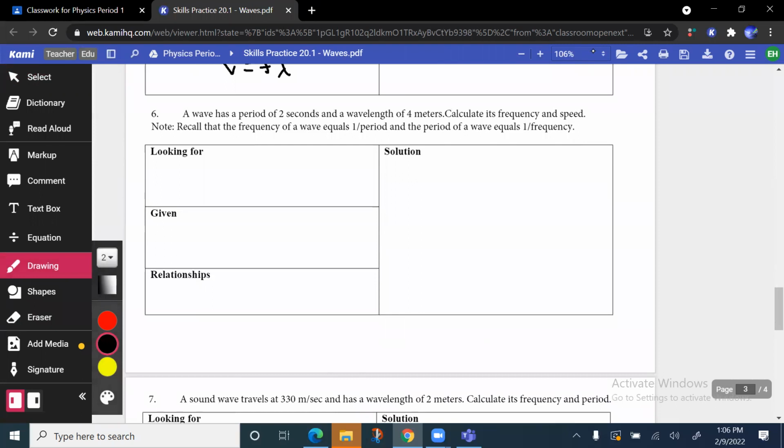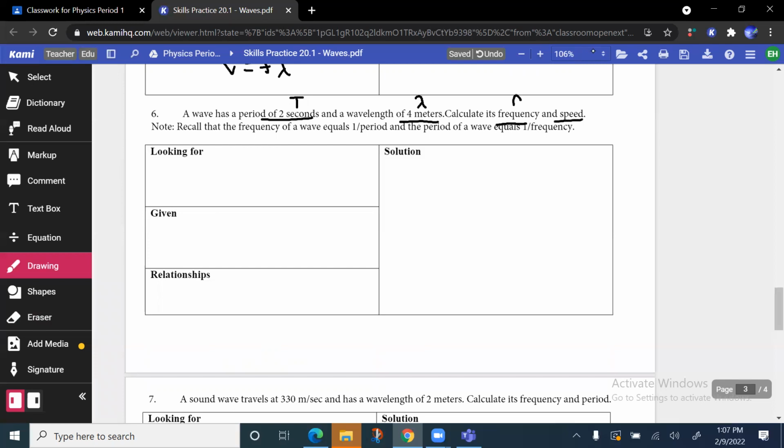Number 6, a wave has a period of 2 seconds. Well, period is T. And it has a wavelength of 4 meters. That's lambda. We want to find the frequency and the speed.